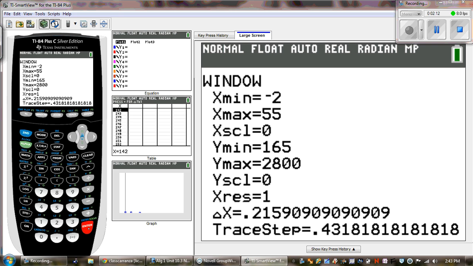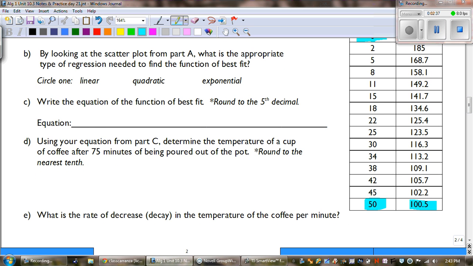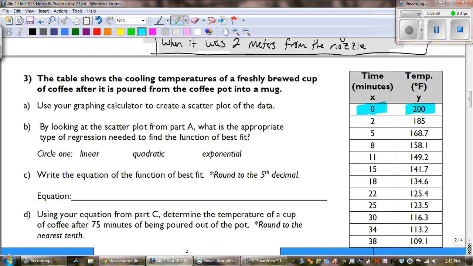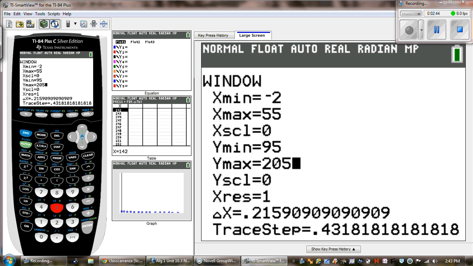Now my y min, the lowest number for my y was 100.5, so I'm going to go a little bit less than that at 95. And the max is 200, so I'm just going to go a little bit above that too. I'm going to go at 205. So once again, I'm getting all of those numbers based on my x min and max and my y min and max. That's where all that stuff's coming from. Okay? So I'm going to go ahead and graph.